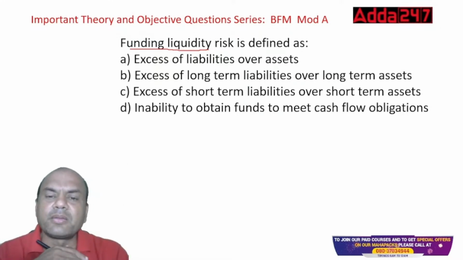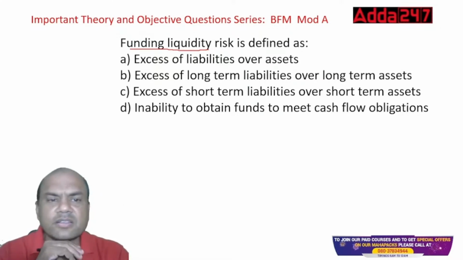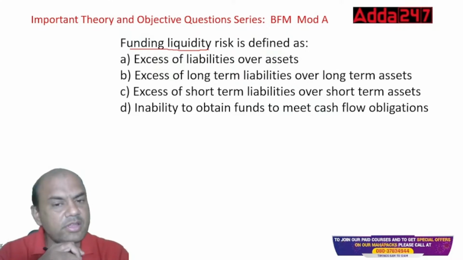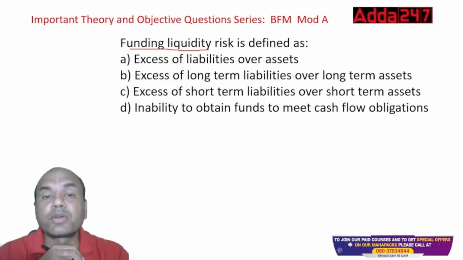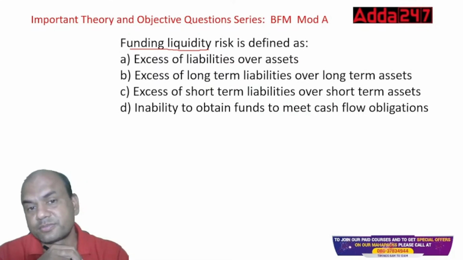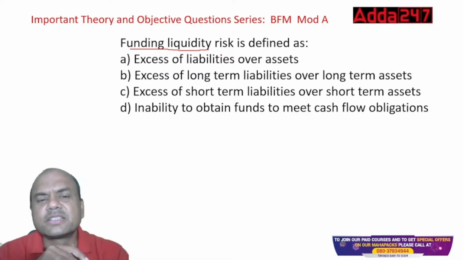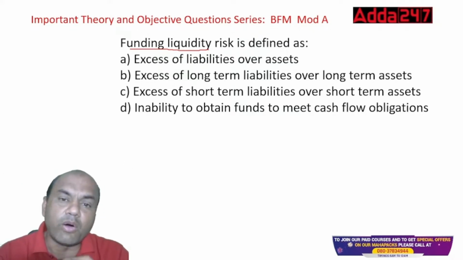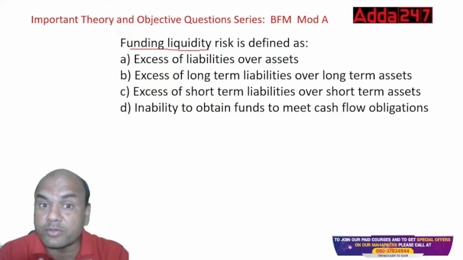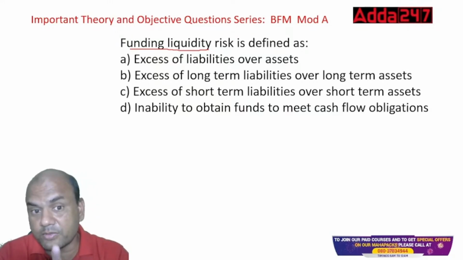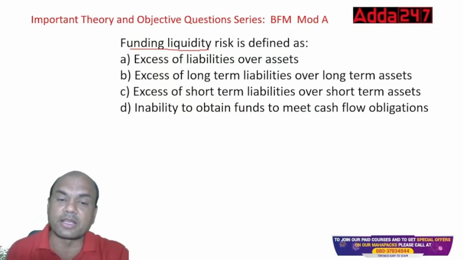Very simple definition. Excess of long-term liabilities over long-term assets. Is this a liquidity risk? Excess of liabilities means more of deposits, less of loans. Obviously, that can be the answer. Similarly, B can also be the answer. Look at this. All the answers seem to be right. All of them. You check this. Liability is greater than assets here.